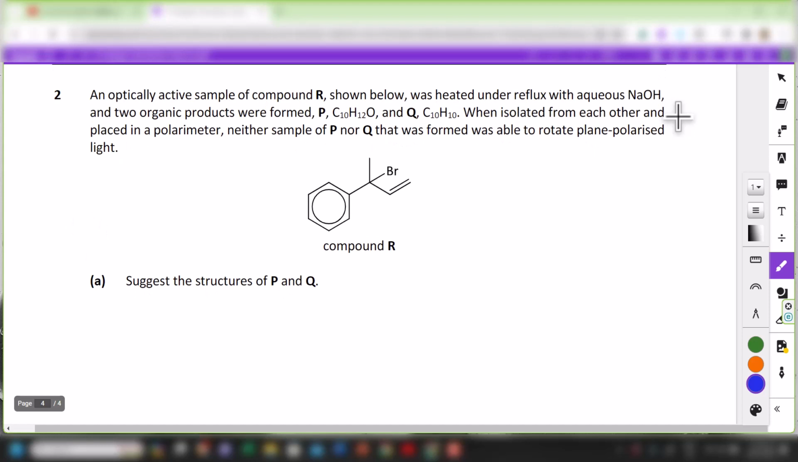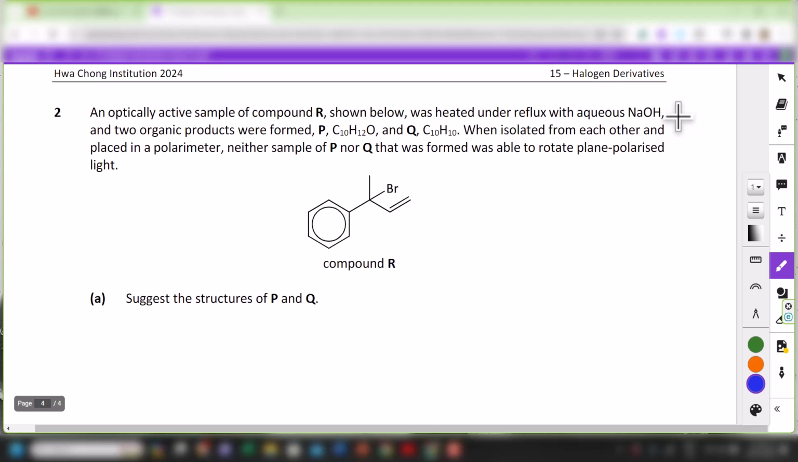So question 2, we have an optically active sample of compound R. That means compound R has one enantiomeric form, but they did not tell you which form it is, so it doesn't really matter. It's heated under reflux with aqueous sodium hydroxide, and I get 2 organic products, P and Q. So I'm just going to write out P and Q.